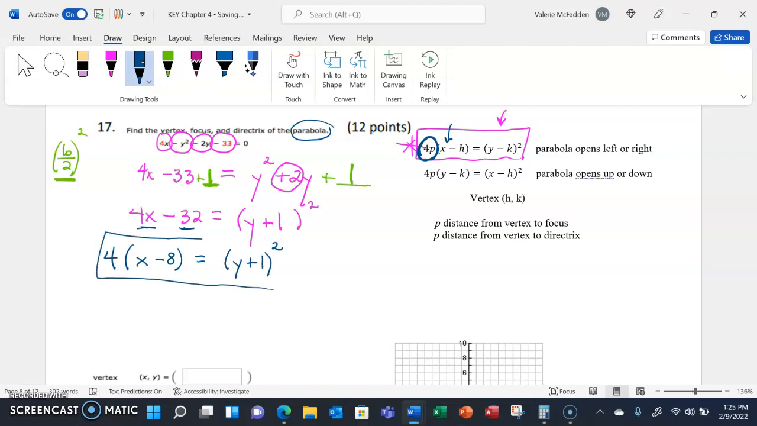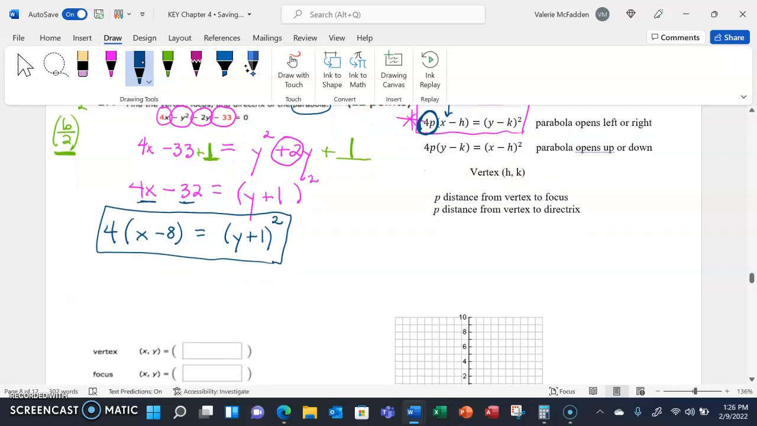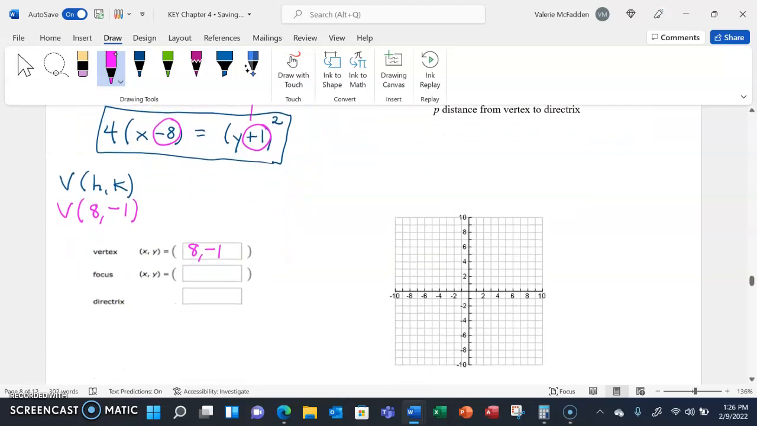Now we say it's in standard form. When it's in standard form, we can find our vertex. So our vertex is always our HK. H is always with X, K is always with Y, and it's always the opposite. So in this case, the opposite of negative 8 is positive 8. The opposite of a positive 1 is a negative 1. So our vertex is at 8, negative 1. I would go to my graph paper and plot that point, 8, negative 1.